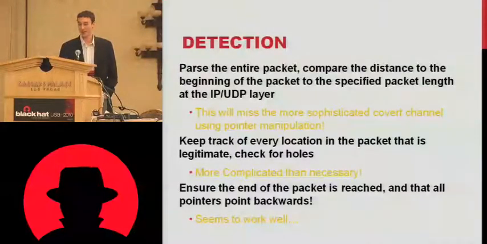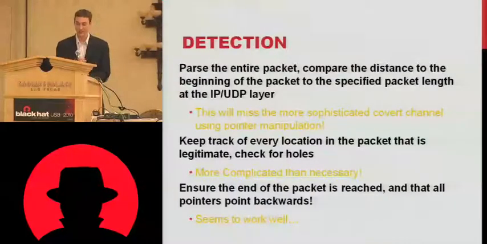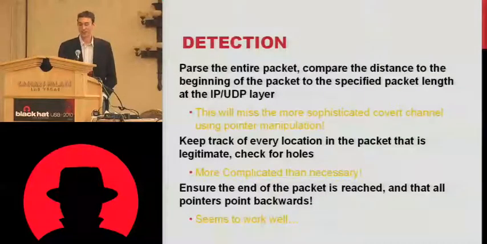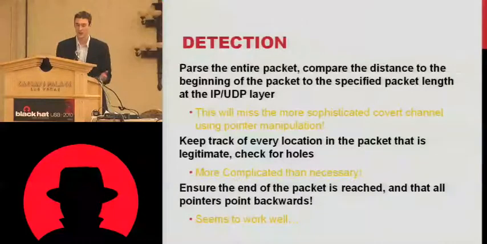But this is going to miss the more sophisticated covert channel using the pointer manipulation, because in that case, they are going to travel to the end of the UDP packet, since your slack space is now in the middle of the DNS packet. Instead, you can try to keep track of every location in the packet that is legitimate while you're going through it, and then check for holes, kind of like a taint analysis type thing. But that's more complicated than is actually necessary. What you have to do is ensure the end of the packet is reached and that all pointers point backwards. If both of those hold, then you're able to detect anything going on there.